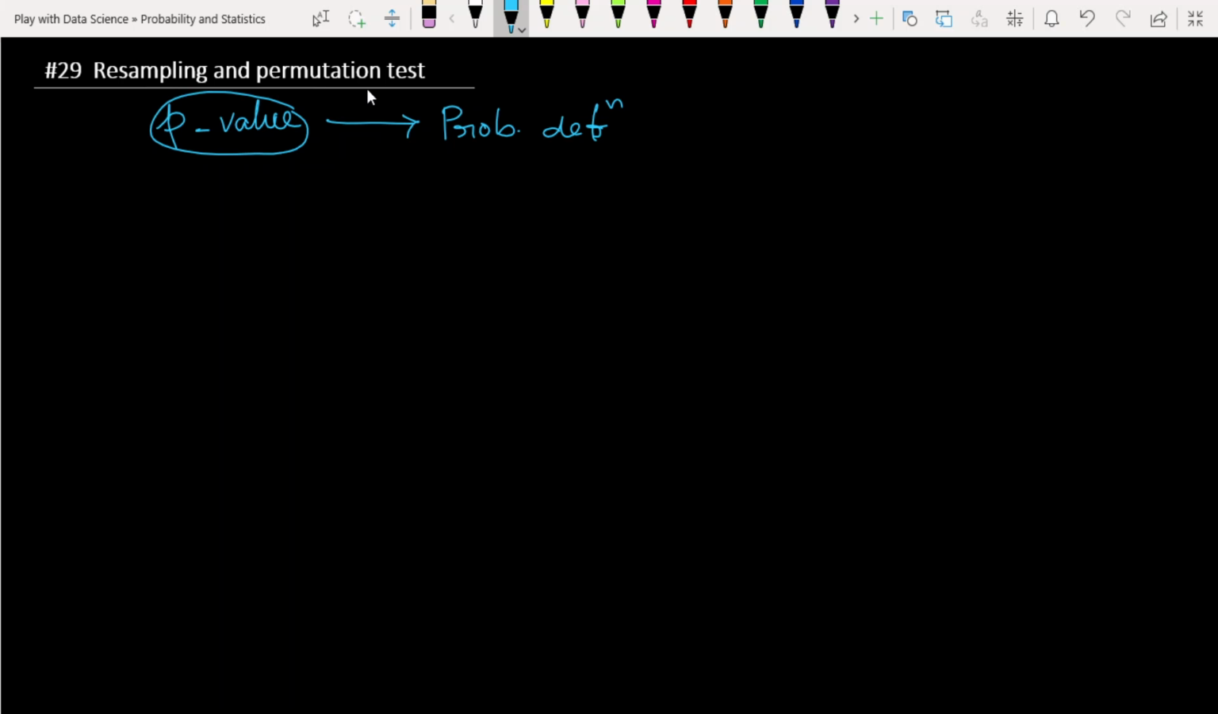Let's try to understand this through an example. First, let's take the example that we have taken before. If you remember, we have two classes of students, class 1 and class 2, and we have measured the height of 50 students for each class: student 1, student 2, student 3, and so on.